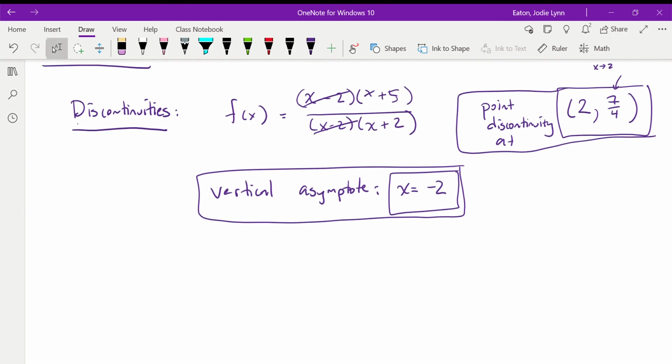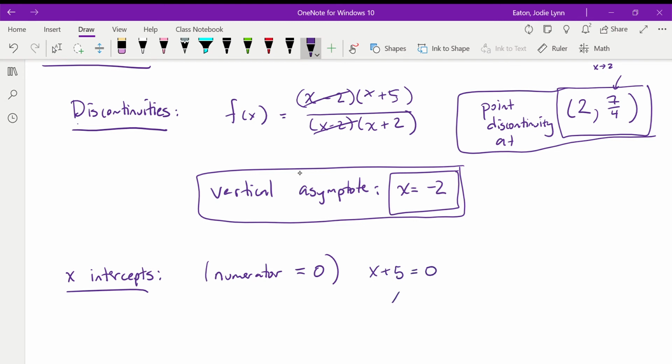Okay, so we've done our discontinuities. Now that we've done our discontinuities, we can look for x-intercepts, just like we did in our last one. So for our x-intercepts, we're going to find where the numerator is equal to 0 for a fraction. So the numerator is equal to 0 here, so we have x plus 5 equals 0, x equals -5. We plug that in, our numerator is 0. Our y value, when x equals -5, we get 0. So that's our x-intercept. So we have -5, 0 as our x-intercept.